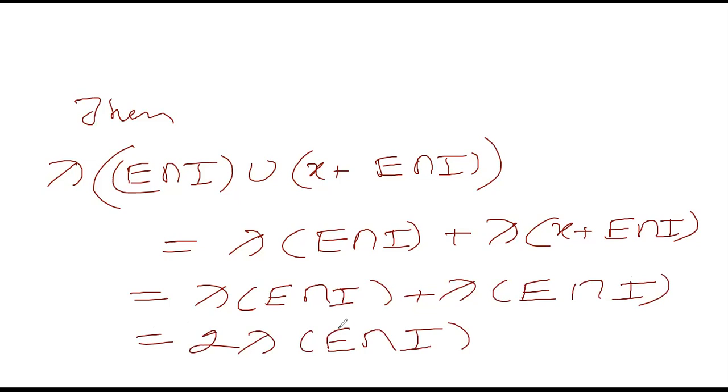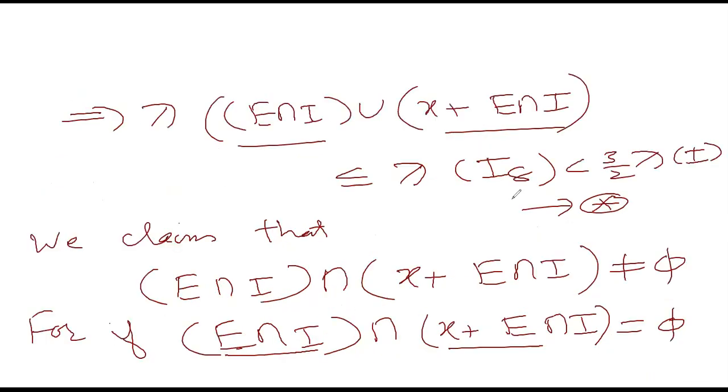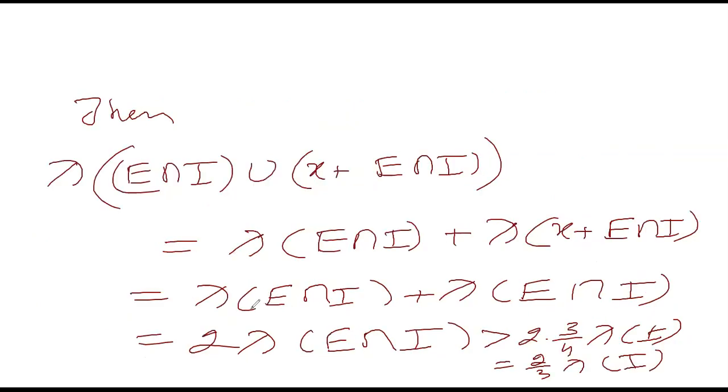But this Lebesgue measure of E intersection I is greater than 3/4 times the Lebesgue measure of I. So this is greater than 2 times 3/4 times the Lebesgue measure of I, and that's equal to 3/2 times the Lebesgue measure of I. Thus the Lebesgue measure of the union is greater than 3/2 times the Lebesgue measure of I. But from star, the Lebesgue measure of the union is less than 3/2 times the Lebesgue measure of I. So this is a contradiction. So thus they are not disjoint.